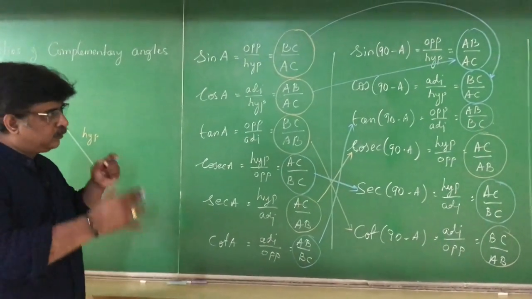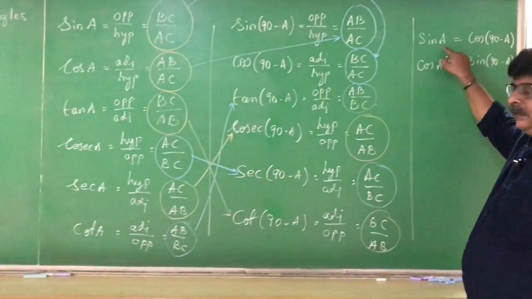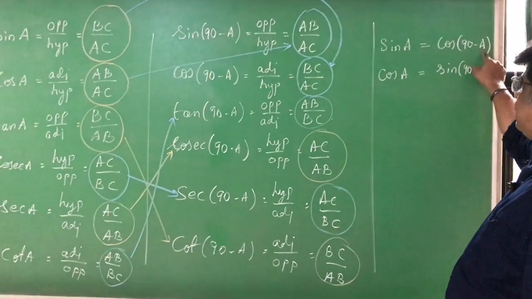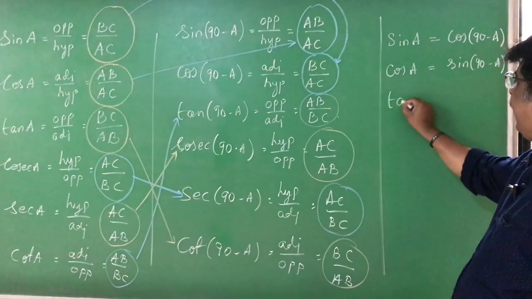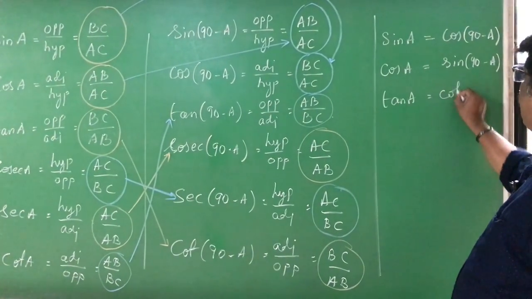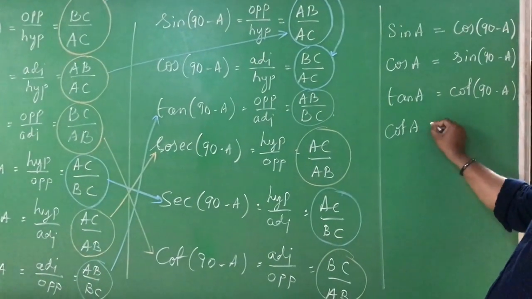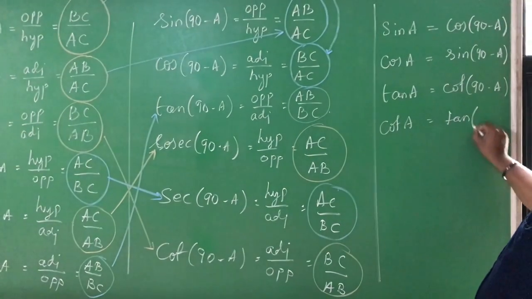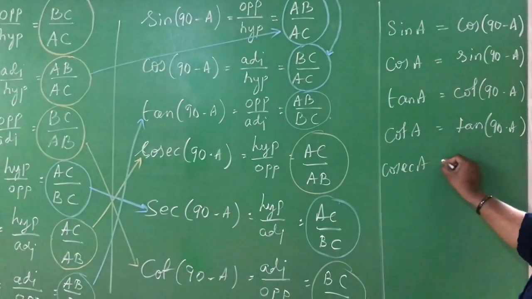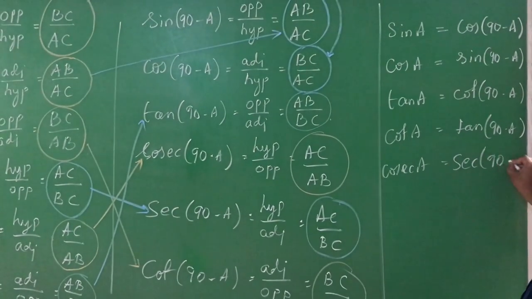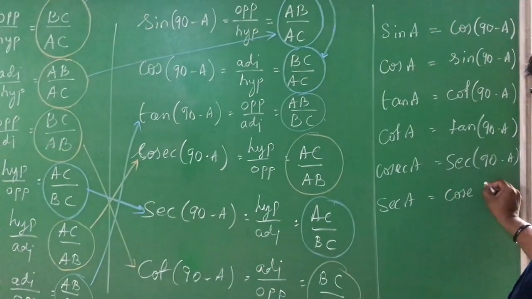Very simple it is. You have to analyze this, right? I write this again. See, sin A is equal to cos 90 minus A. Cos A is equal to sin 90 minus A. Tan A is equal to cot 90 minus A. Similarly, cot A is equal to tan 90 minus A. Cosecant A is equal to secant 90 minus A. Secant A is equal to cosecant 90 minus A.